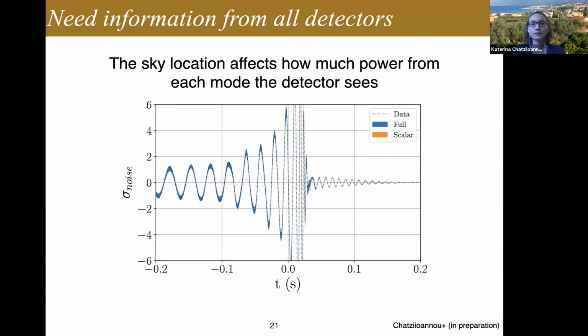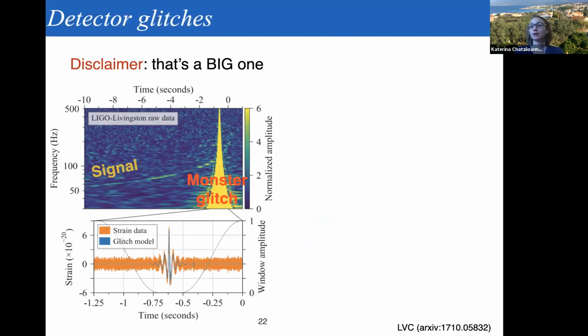So I'm going to skip that and go to my second example for how flexible analyses are interesting. It has to do with detector glitches. We're not even talking about signals now. Glitches happen in the detectors, unfortunately more often than we would like, and sometimes they overlap with signals. Famously, this happened back with 170817, the first binary neutron star.